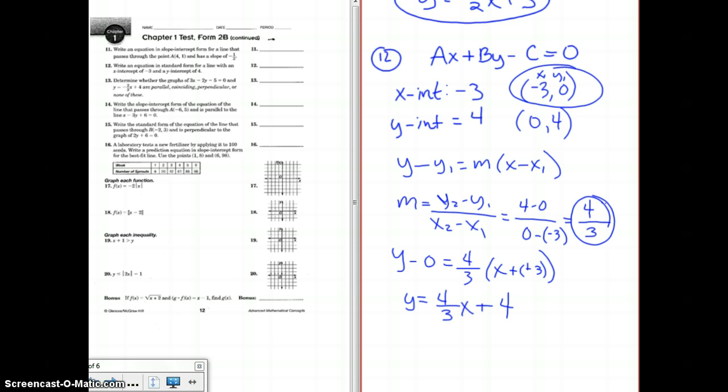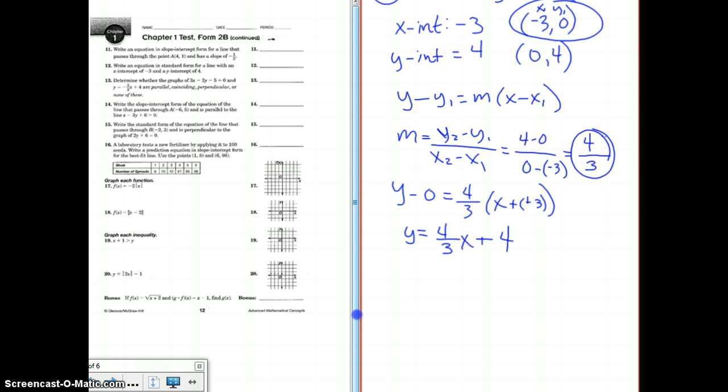Because I want it in standard form, I'm going to bring all my terms over to the left side of the equation. So my x term and my constant term will both come over. That gives me -4/3 x plus y minus 4 equals 0.